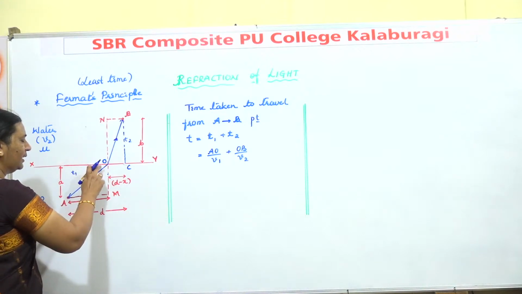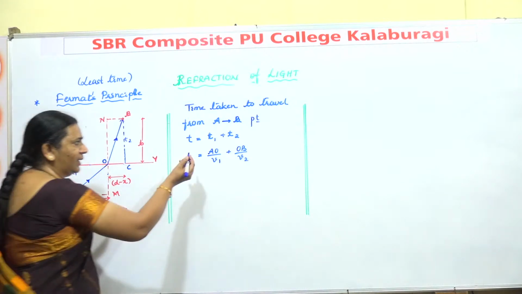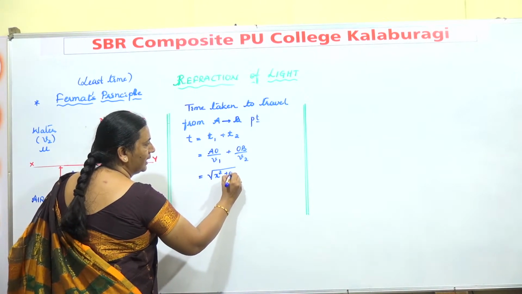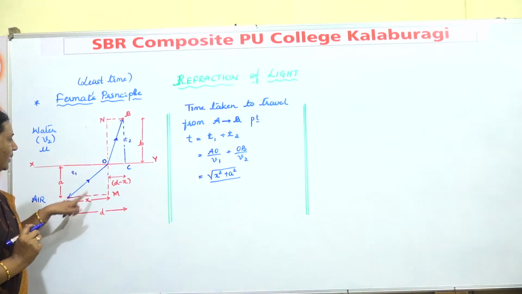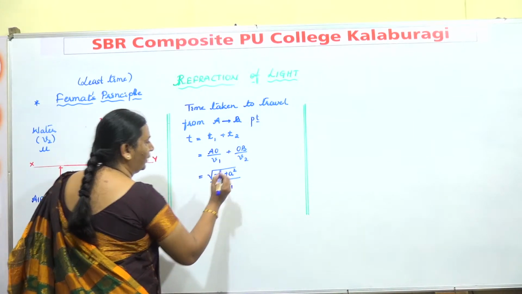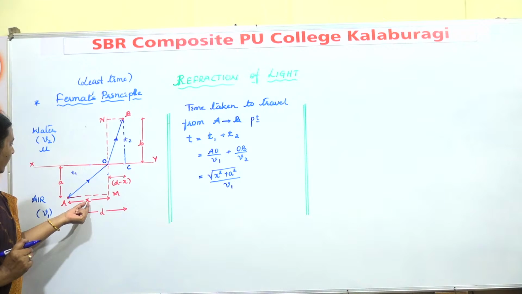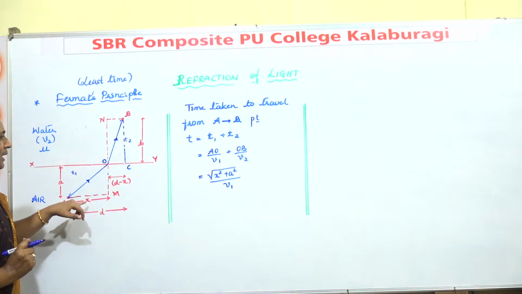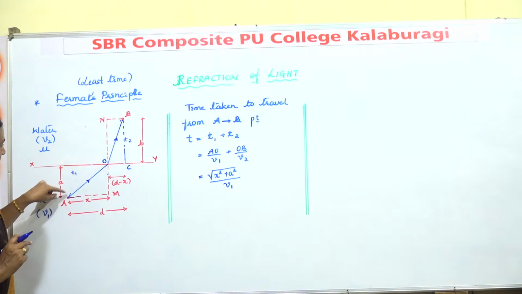AO I can write as the square root of x square plus a square, divided by v1. So that became your AO. What is AO? x square plus this height, this distance. So we have the square root of x square plus a square.